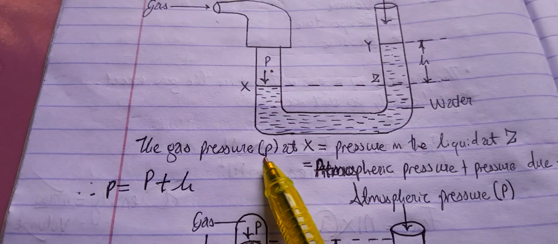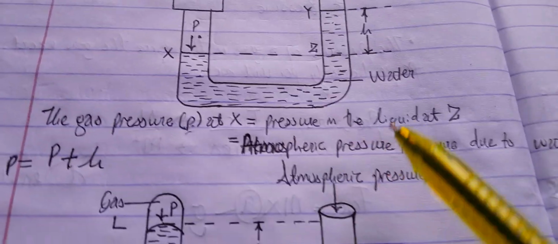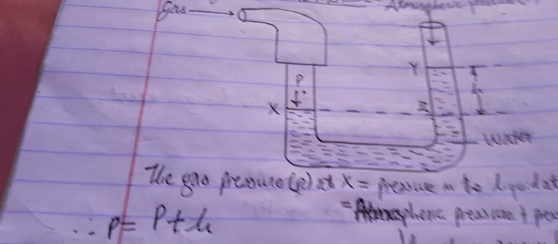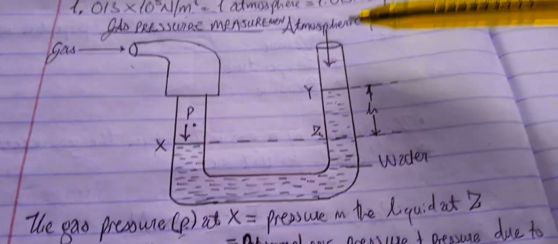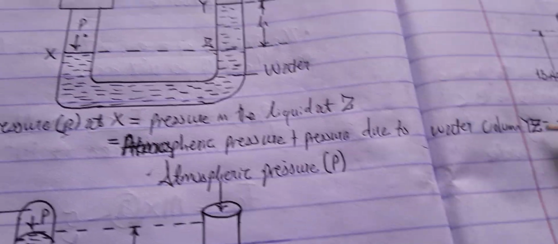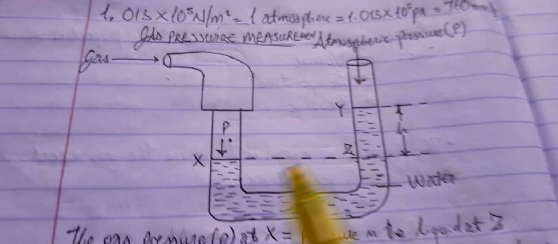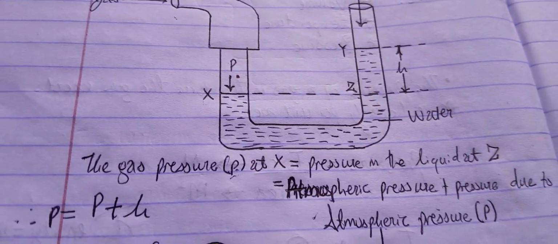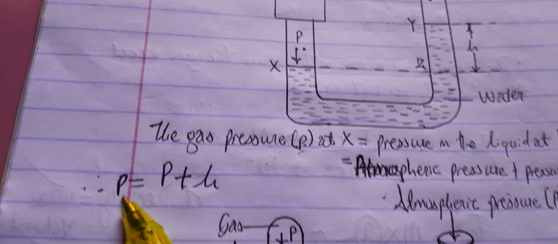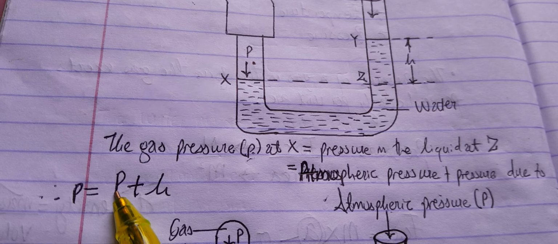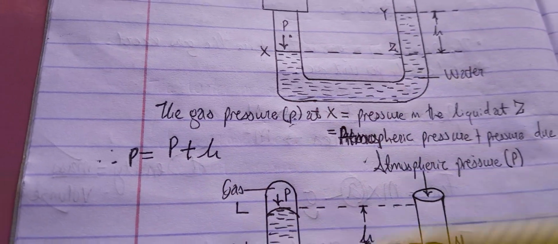So the gas pressure, small letter p at X, equals the pressure in the liquid at Z. And the pressure in the liquid at Z is the atmospheric pressure, this one on top, plus the pressure due to the water column YZ, this is YZ. From this point, the difference, that's h. Now that gives us the formula for small letter p. What is small letter p again? That's gas pressure equals the atmospheric pressure plus the height.